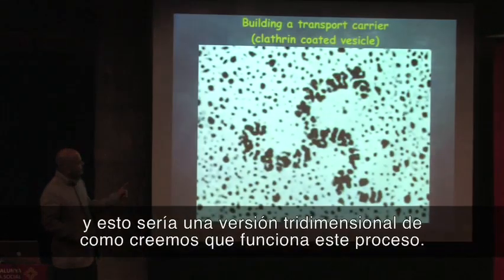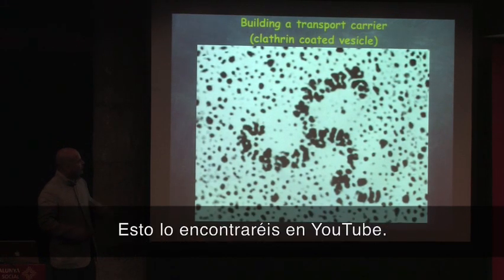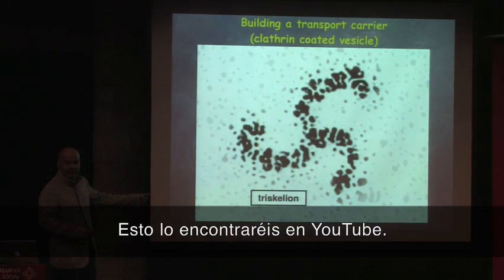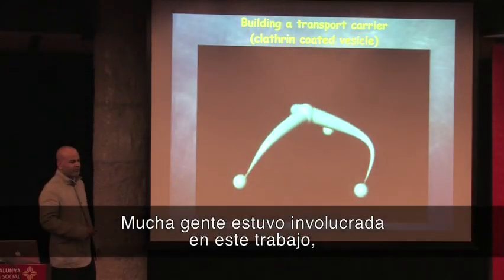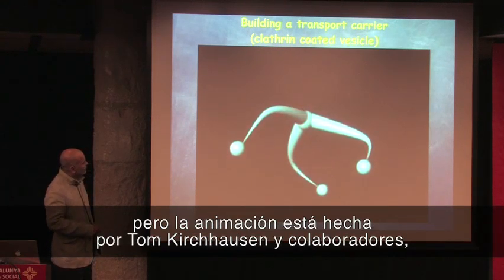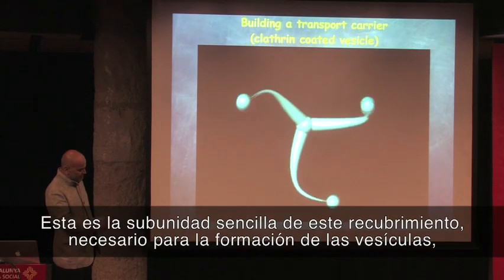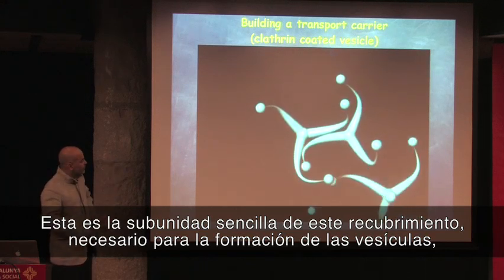And this is a 3D version of how we think this process works. And this is a picture. You can find this on YouTube, by the way. A lot of people were involved in this, but this movie, the animation, is done by Tommy Kirchhausen and colleagues. So this is the single subunit of that coat which is required for the formation of these vesicles.